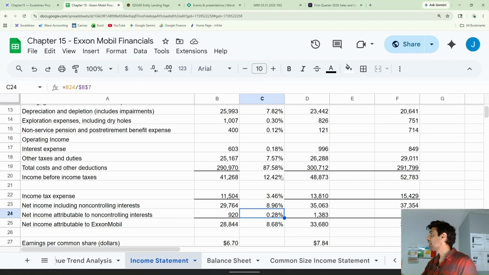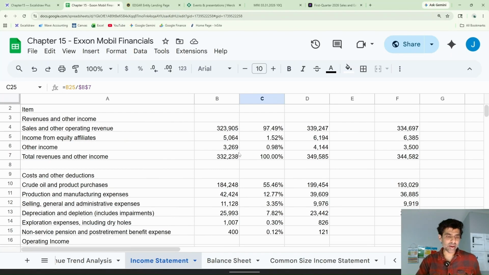It's a kind of a technical thing. You'll probably cover it in intermediate or advanced accounting. But basically, this is the net income for the shareholders of ExxonMobil. Okay, and you can see it's 8.7% of this total revenue. Okay, so for every $100 of revenue, they only have $8.50 of profit. Okay, everything else is going to taxes or expenses or whatever.